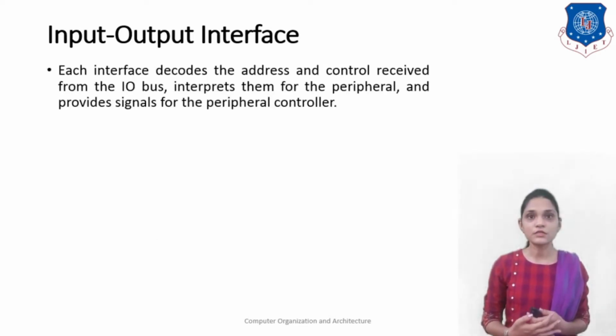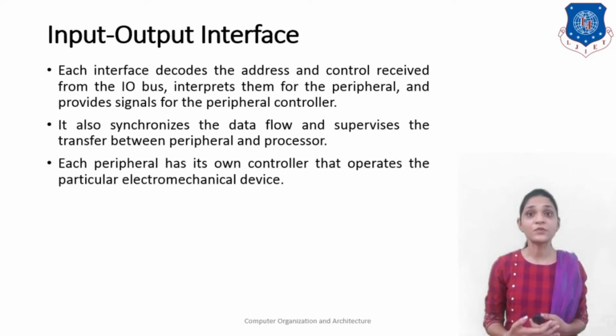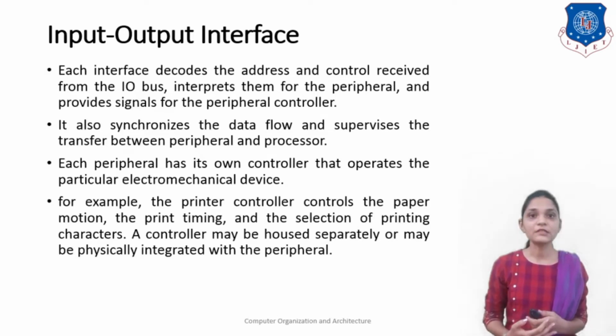Each interface decodes the address and the control received from the I/O bus, interprets them for the peripheral, and provides the signal for the peripheral controller. It also synchronizes the data flow and supervises the transfer between the peripheral and the processor. Each peripheral has its own controller that operates the particular electromechanical device. For example, the printer controller controls the paper motion, the printing timing and the selection of the printing character. A controller may be housed separately or may be physically integrated with the peripheral device.